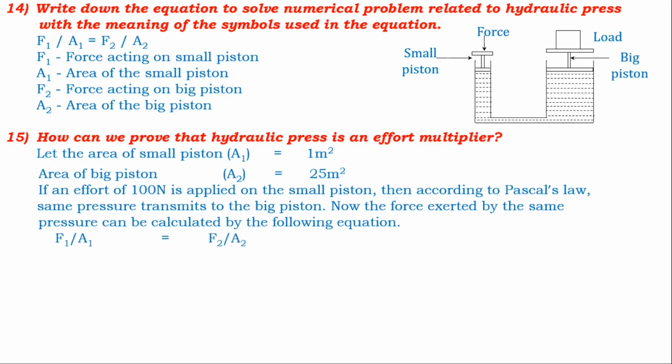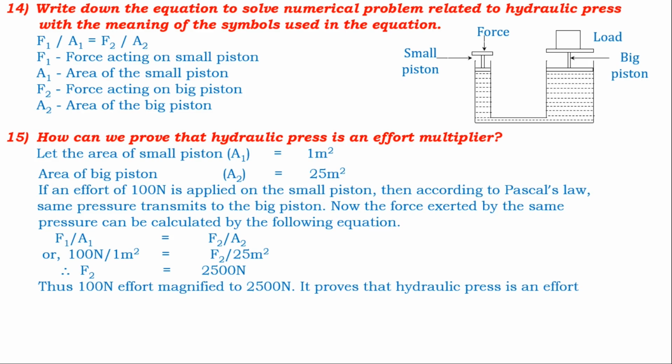F1 by A1 equal to F2 by A2. Now force is 100 Newton, area is 1 meter square, and F2 we are going to calculate, and the area of the big piston is taken as 25 meters square. If we calculate, then what we will get? F2 equal to 2500 Newton. Thus 100 Newton effort is magnified to 2500 Newton. It proves that a hydraulic press is an effort multiplier.